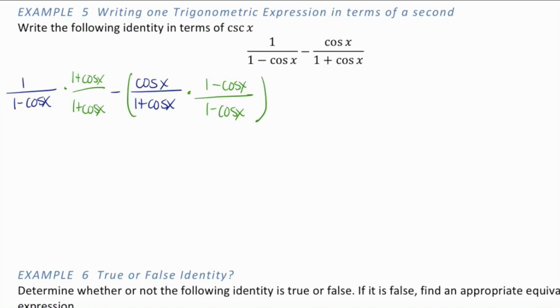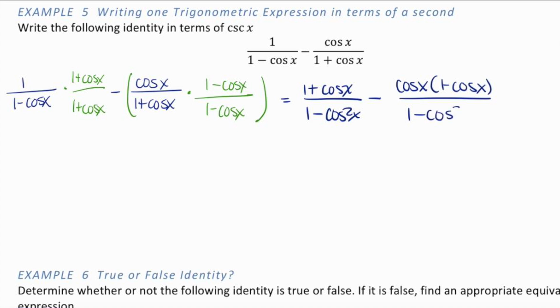So what does this give me? I have 1 times this numerator is just 1 plus cosine of x. In my denominator, I'll have 1 minus cosine squared x. Since we multiplied conjugates, we end up here. This is a difference of squares. And then after the minus sign, I'll have minus cosine x times 1 minus cosine x here, divided by 1 minus cosine squared x.